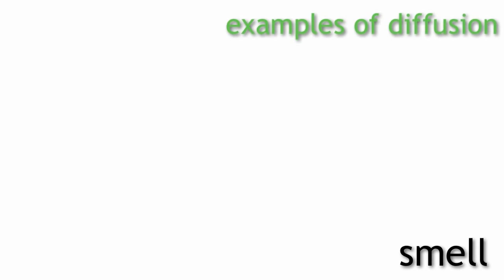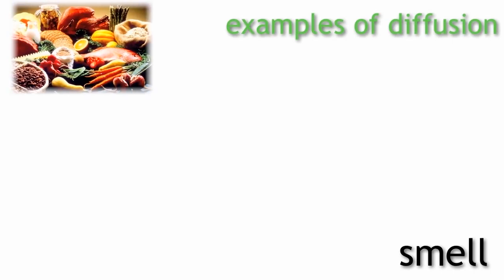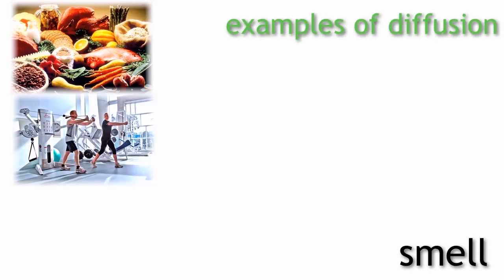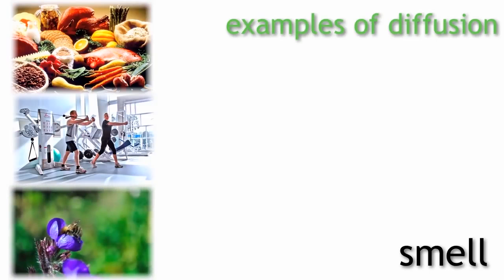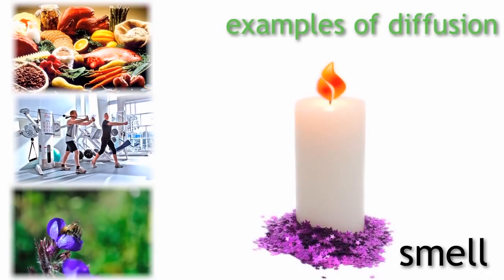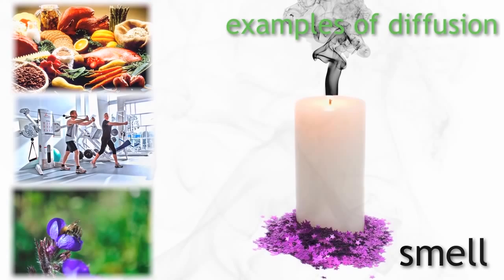Now, there are many examples of diffusion, but smell is probably the most obvious one. These could be food smells, body smells from other people, the scent that a plant gives off to attract pollinating insects. And the same even applies with the smoke from a candle after it has been extinguished. It spreads out, and it's all due to diffusion.